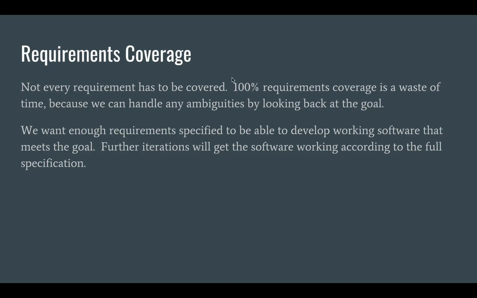So 100% requirements coverage is, unless you're developing something that's super critical, life critical, like let's say a radiation machine that dispenses chemotherapy or whatever, unless you're working on something life critical, then 100% requirements coverage is pretty much not necessary. But the goal is we want enough requirements specified to be able to develop the software that meets the goal. Further iterations of the software will get the software working according to the full specification.